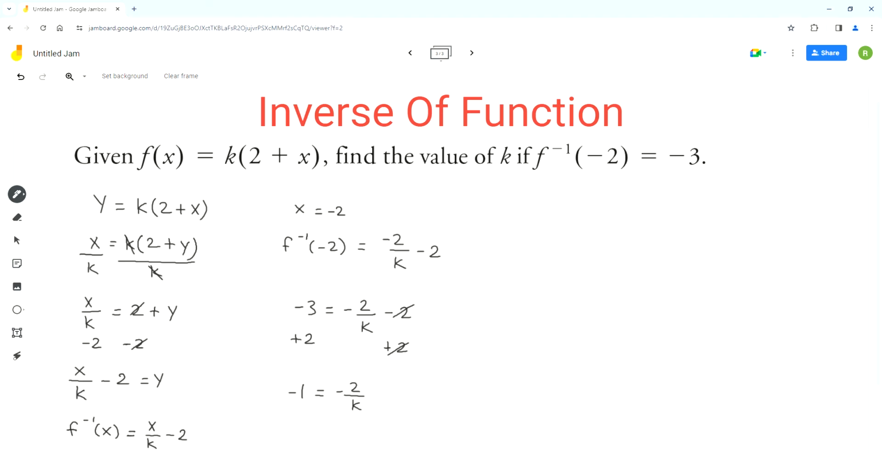Now we can cross multiply the k. So k is in the denominator. Now in order to isolate k, we'll have to move it to the numerator. So we cross multiply the k. So we get negative 1 k equals negative 2. And now we can isolate k by dividing both sides by negative 1. So the negative 1 on the left side cancel each other out. So we get k equals negative 2 over negative 1, which can be reduced to just 2. So this should be the final answer for this problem.